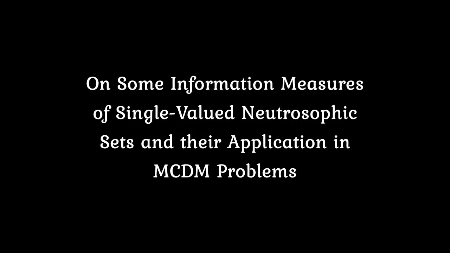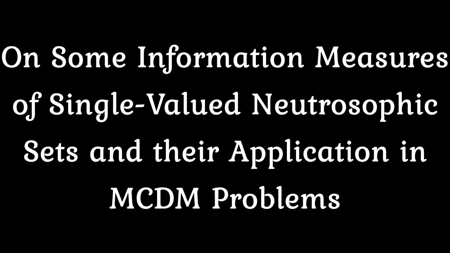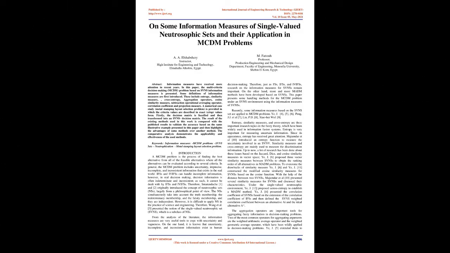On some information measures of single-valued Neutrosophic sets and their application in MCDM problems. Abstract: information measures have received more attention in recent years. In this paper, the multi-criteria decision-making (MCDM) problem based on SVNS information measures is presented. Some definitions of information measures are first introduced. These include entropy, similarity measure, cross-entropy, aggregation operators, cosine similarity measure, subtraction operational averaging operator, correlation coefficient, and projection measure.